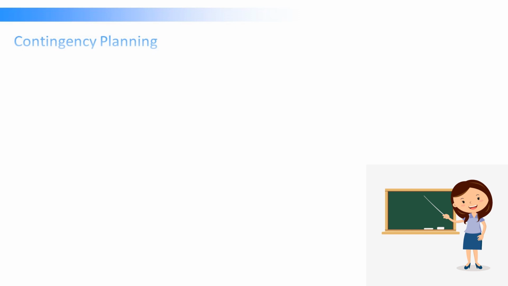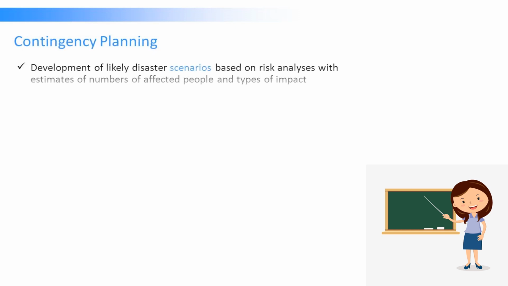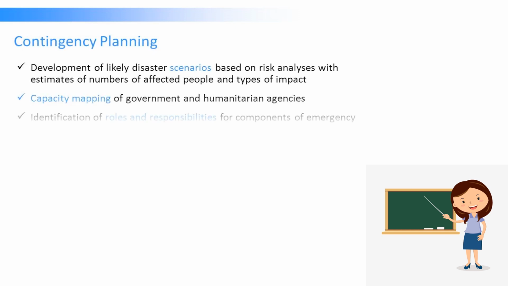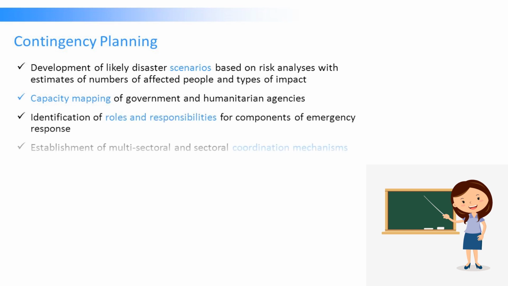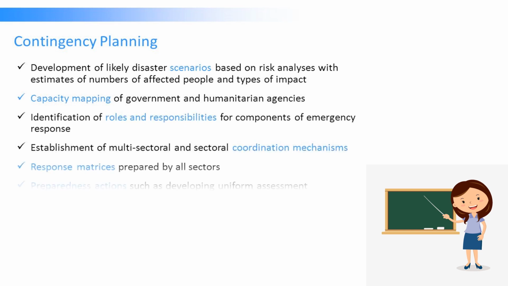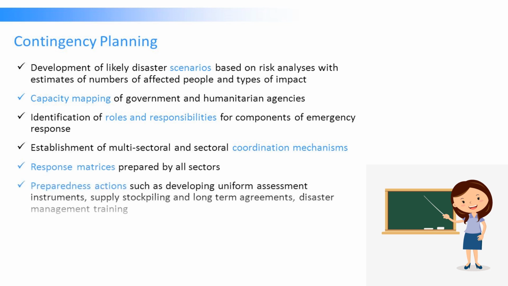So now we'll talk about contingency planning. Development of likely disaster scenarios based on risk analysis with estimates of number of affected people and types of impact. Capacity mapping of the government and humanitarian agencies, identification of role and responsibilities for components of emergency response, establishment of multi-sectoral and sectoral coordination mechanism, response matrices prepared by all sectors, preparedness actions such as developing uniform assessment instructions, supplying, stockpiling and long-term agreements, disaster management training.